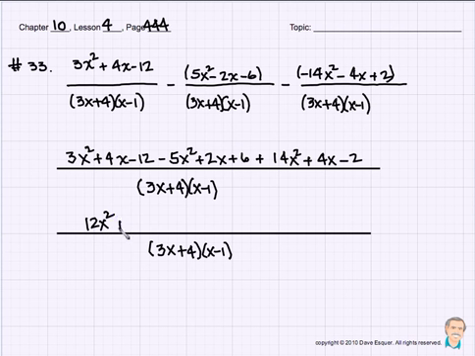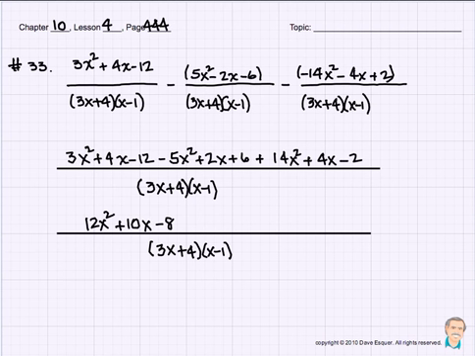4x and a 2x and a 4x give us a 10x. Minus 12 plus 6 is a minus 6. Minus 2 is a minus 8. So I guess we didn't have to make our line quite as long. Let's get rid of some of this line so we can continue. Oh, I guess I can't do that. So let's see if we can simplify this then.